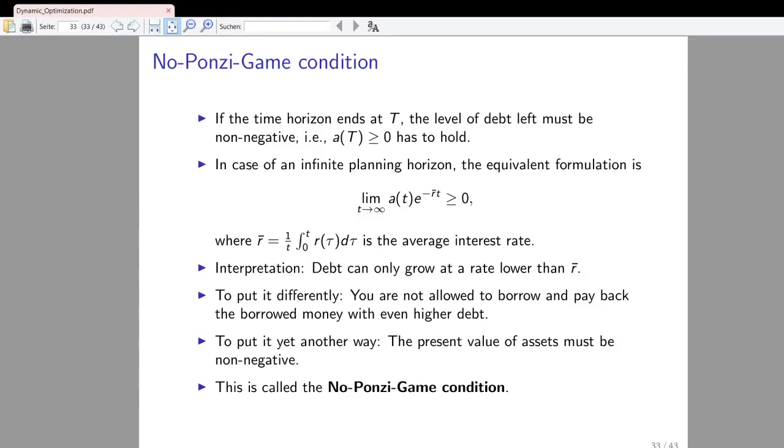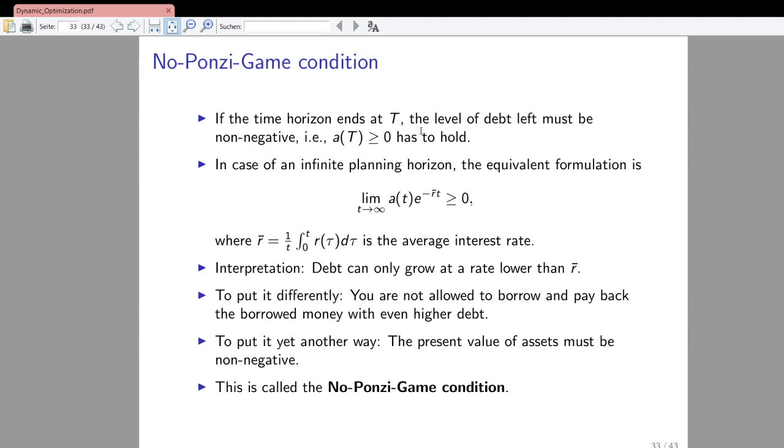As I said before, there is another side constraint actually. And that's kind of an endpoint condition, the transversality condition. And this consists of two parts. One part is the so-called no-Ponzi game condition that ensures that households do not go ever more into debt to finance higher levels of consumption. So if the time horizon ends at uppercase T, which could also be infinity, then the level of debt must be non-negative at that point, because otherwise financial markets would not allow such a solution. So basically in the last period, if you will, the amount of assets has to be non-negative.